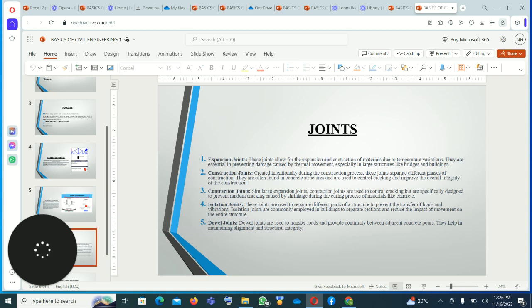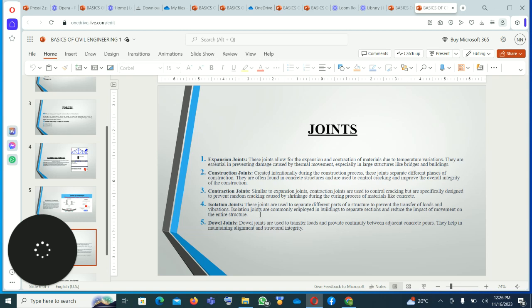The other one is the contraction joint. This is similar to the expansion joints, since the contraction joints are used to control cracking, but are specifically designed to prevent random cracking caused by shrinkage during the curing process of materials like concrete.